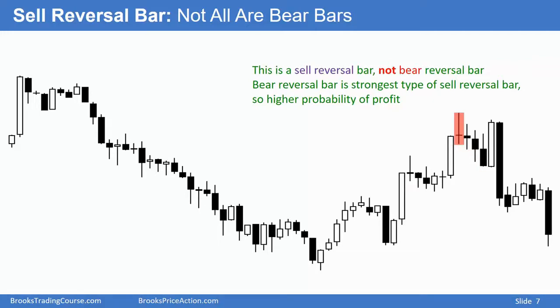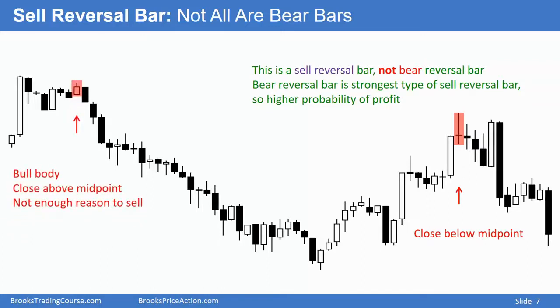And if a trader is looking to short, it's better to short below a double top. We tried to reverse back up here and immediately reverse back down when we fell below a reasonably good bear bar. So that would be a short. It's a sell reversal bar, closed below the midpoint. That's the minimum needed. Again, not enough reason to sell.